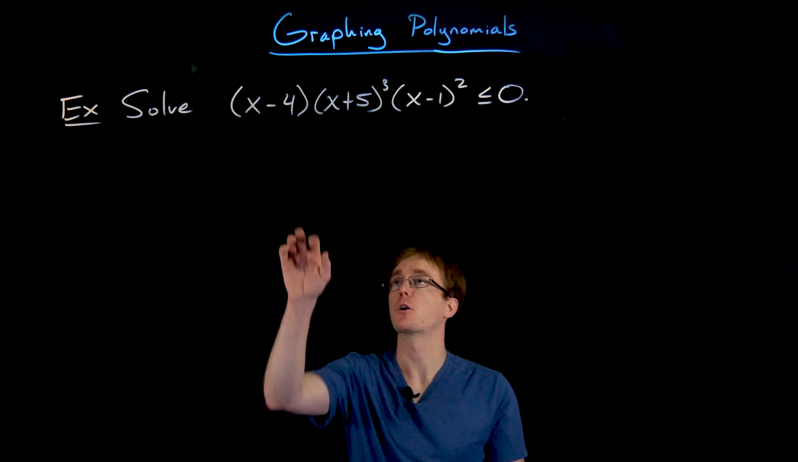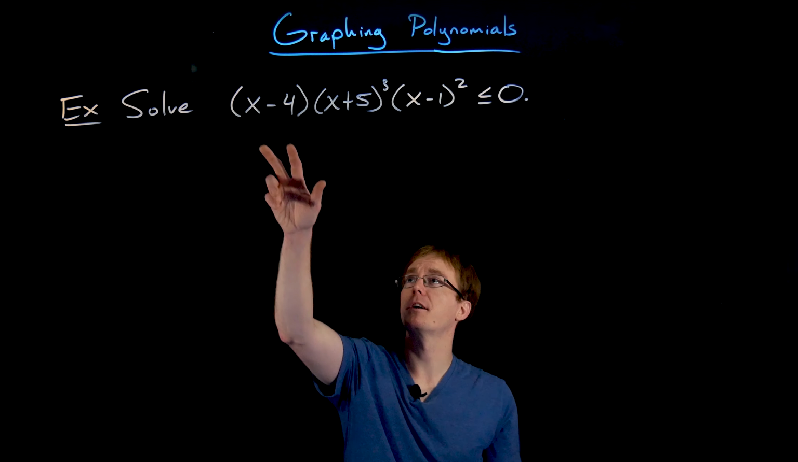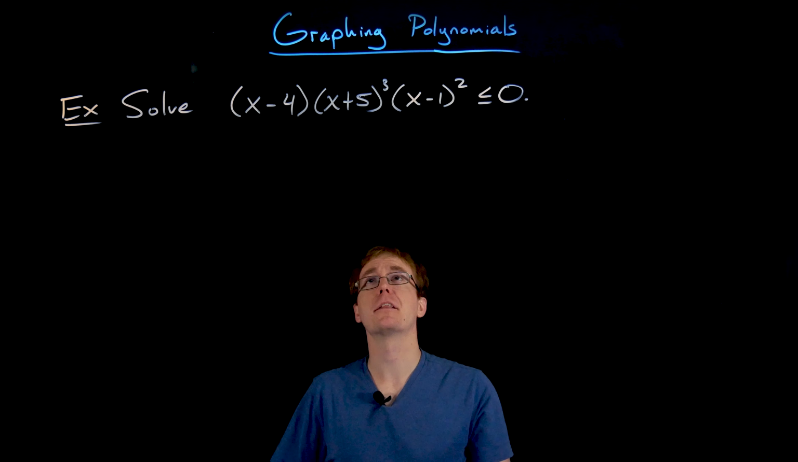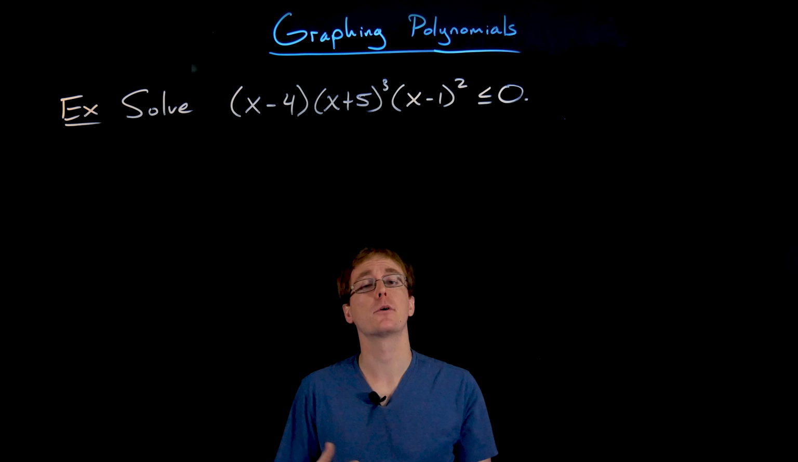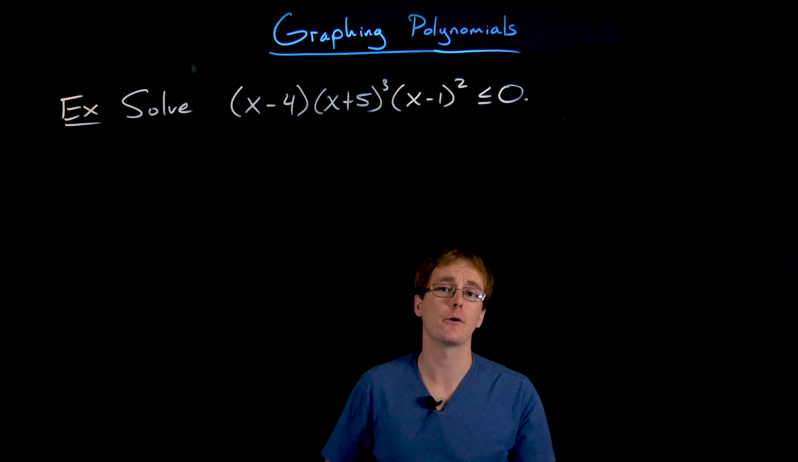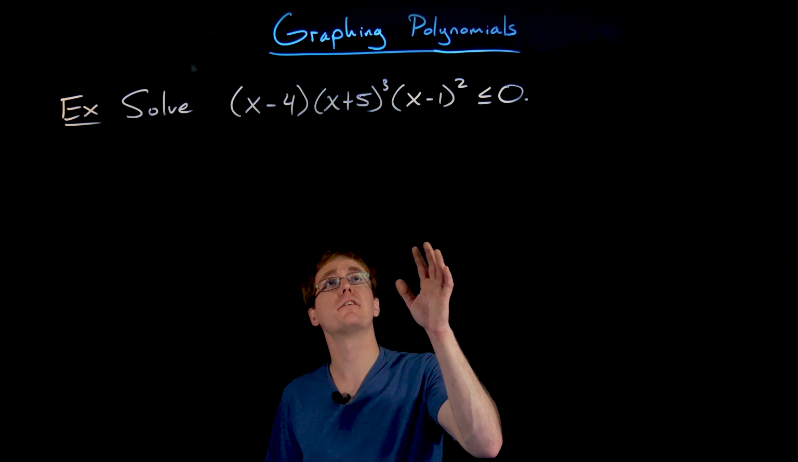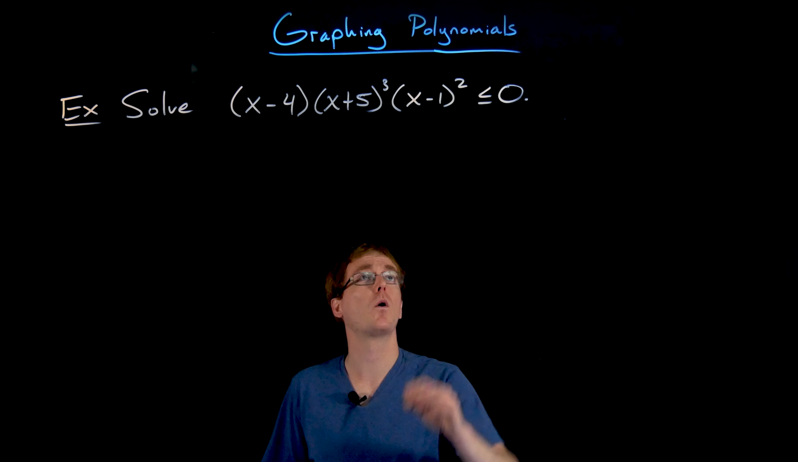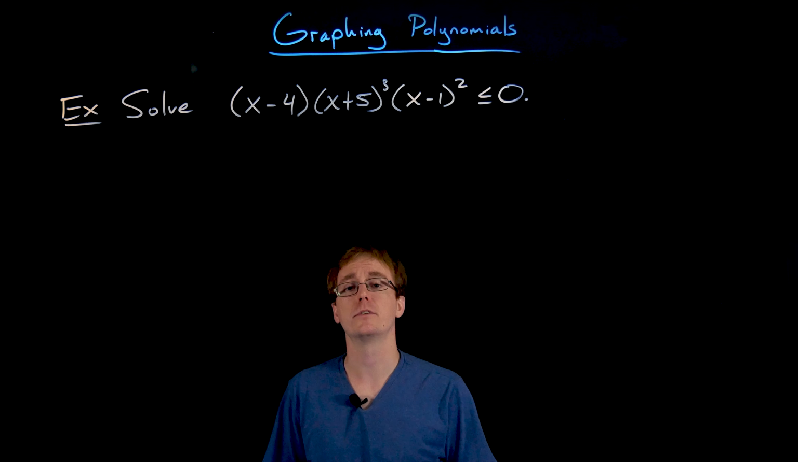Hey everyone, welcome back. In this example, we're asked to solve this polynomial inequality. We have the quantity x minus 4 multiplied by the quantity x plus 5 to the power of 3, which is also multiplied by the quantity x minus 1 to the power of 2, or squared. And we want to figure out when the product of these quantities is less than or equal to 0.